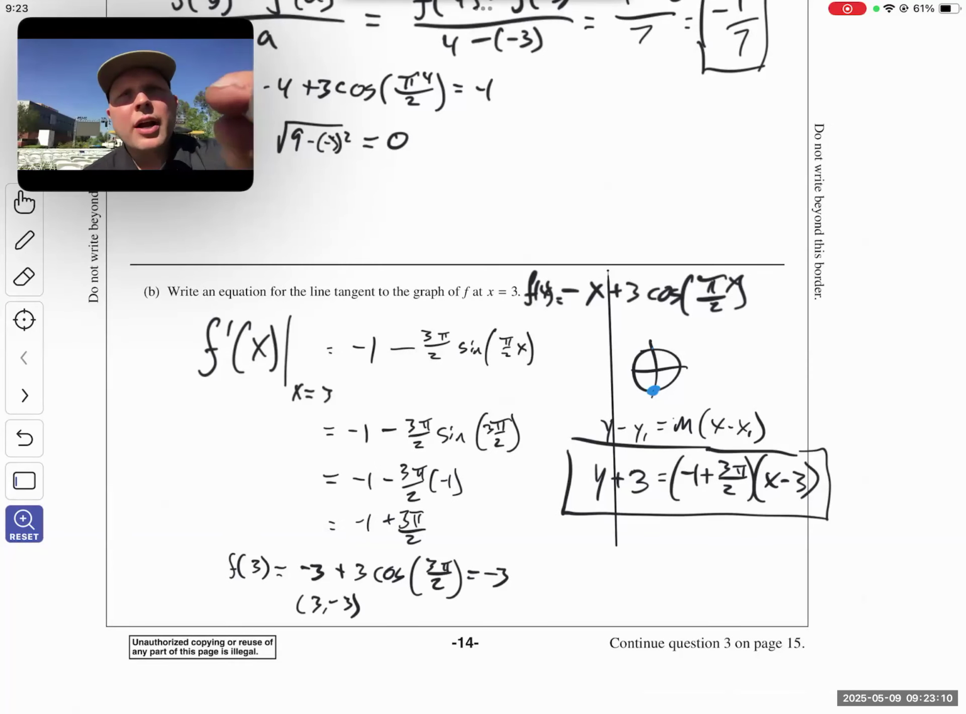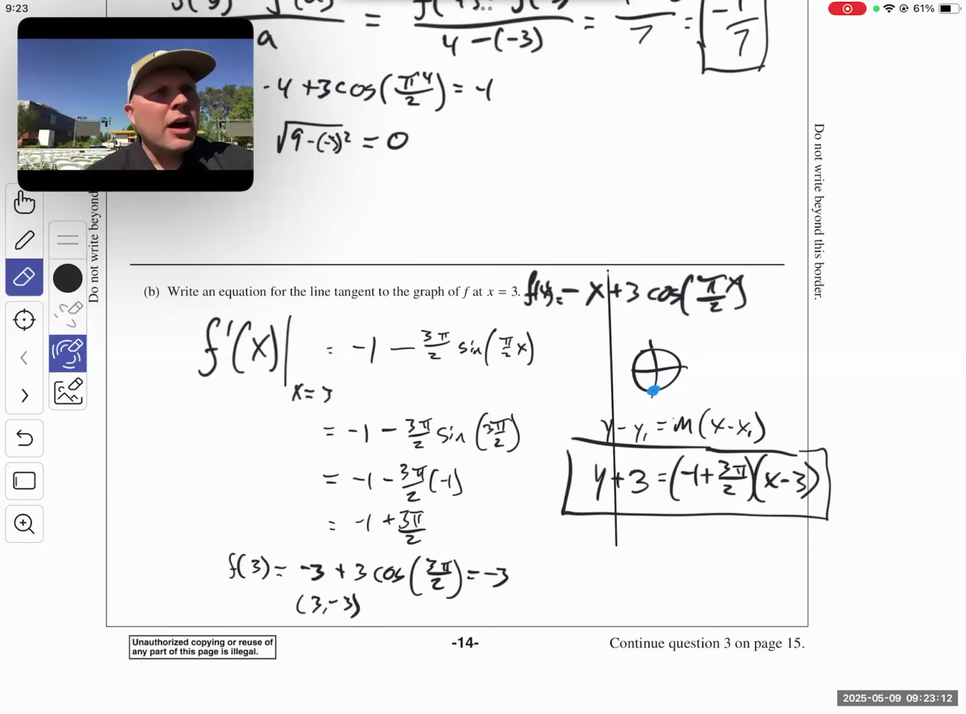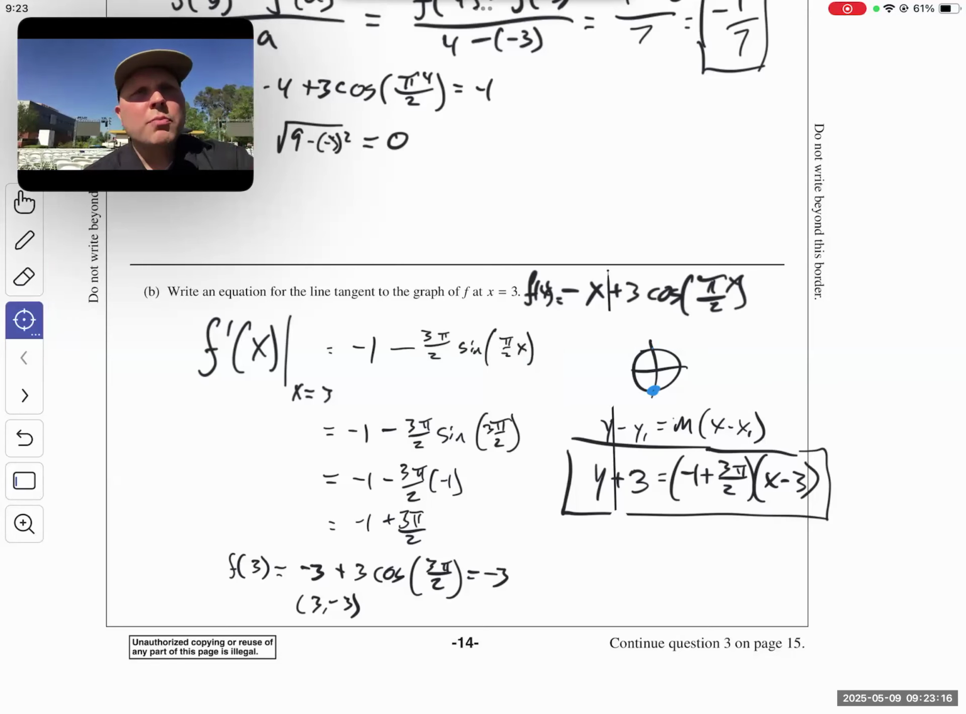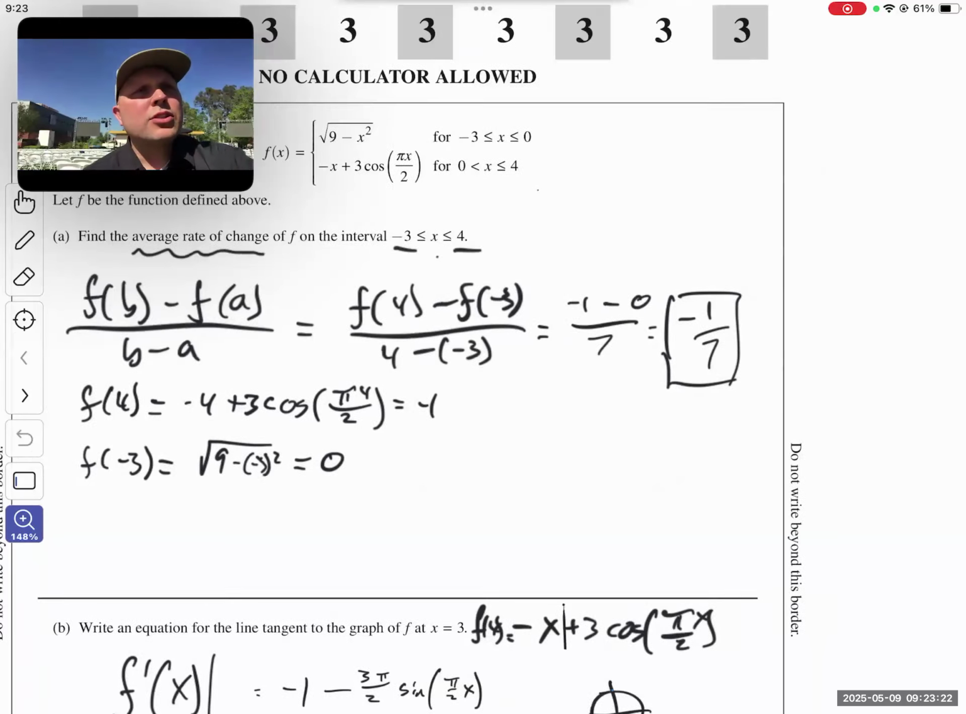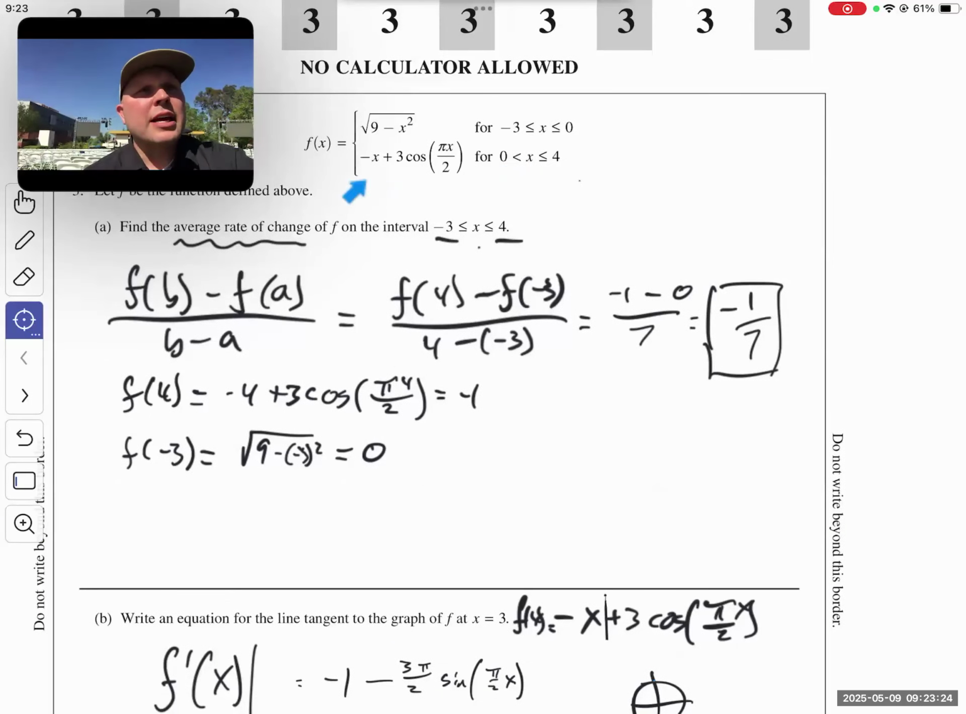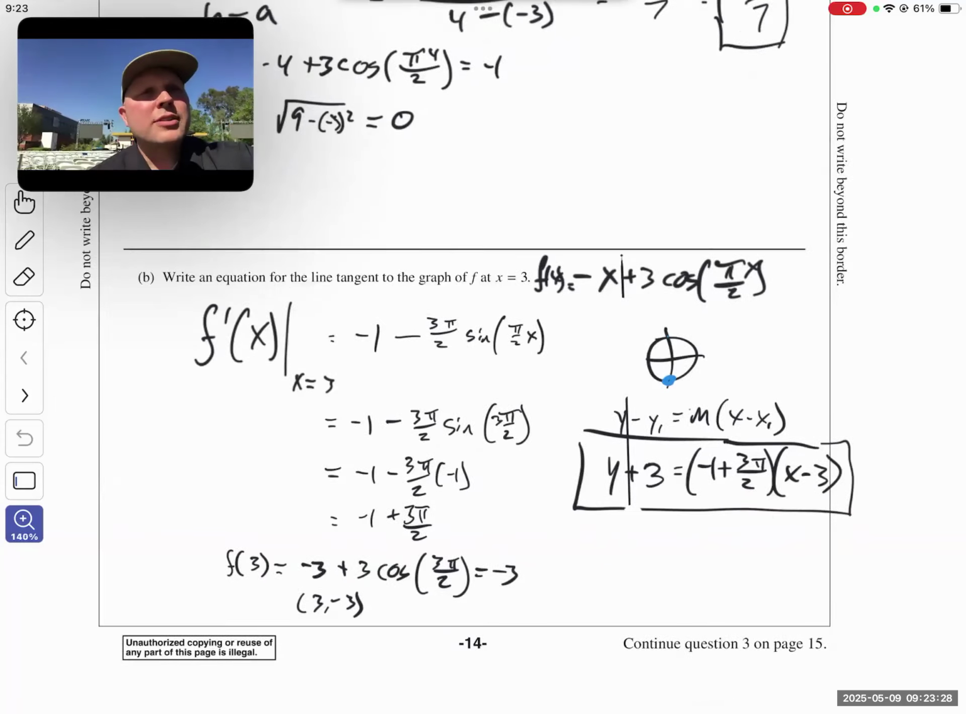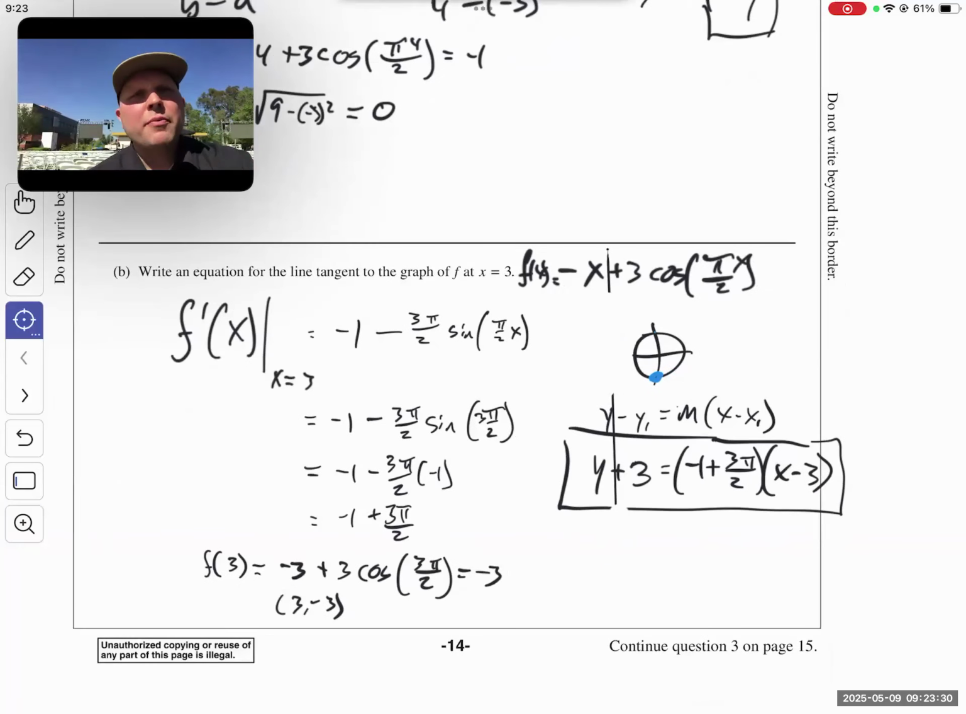Now, here we have part 2. So part 2, we want to write an equation for the tangent line at x equals 3. Well, we look at the function. When x is 3, we're using the second definition here. So that's the cosine equation that I have written down here. So I got to find the derivative at x equals 3 because we need the slope of the tangent line, and we need a point for point slope form.